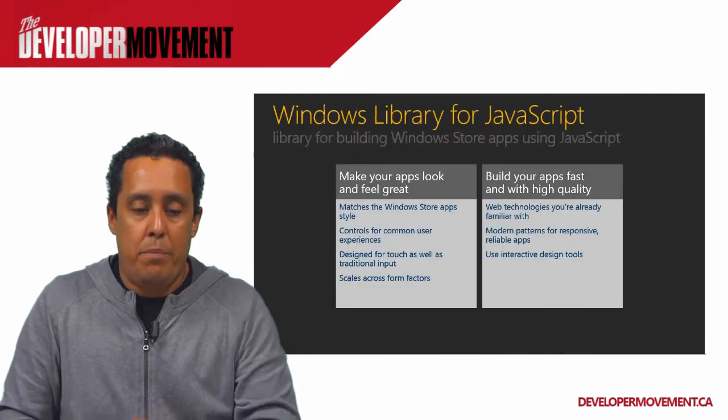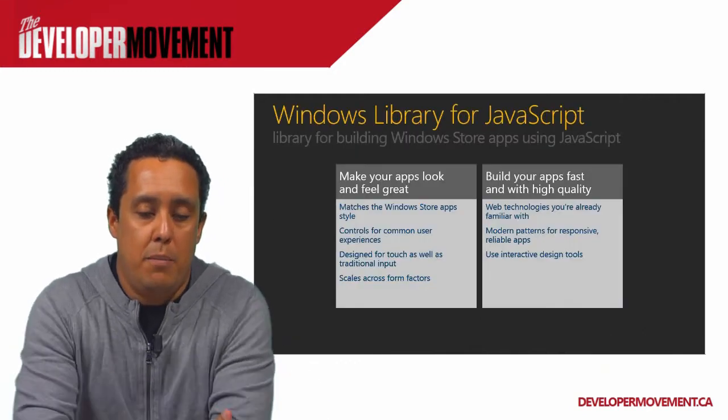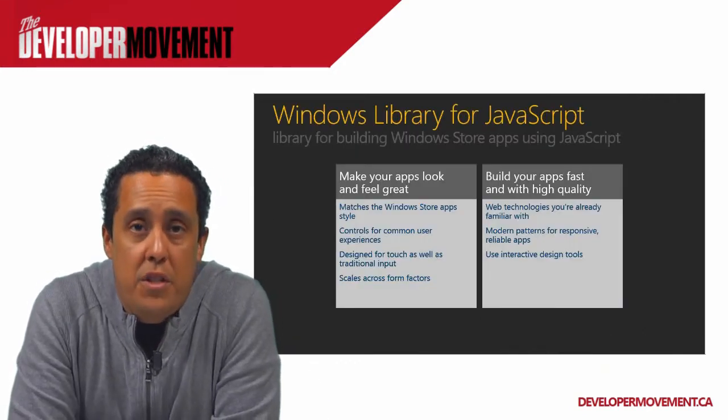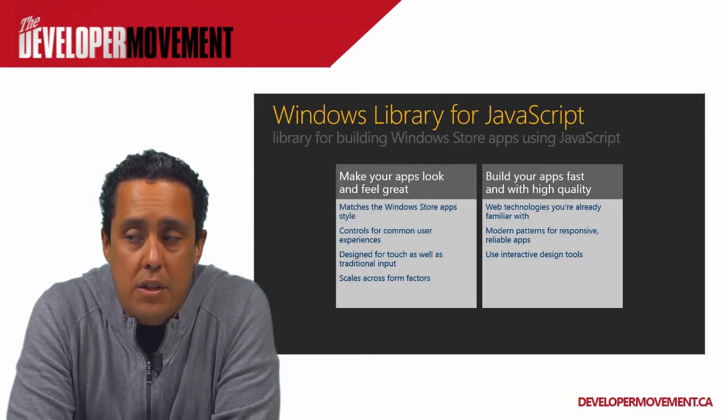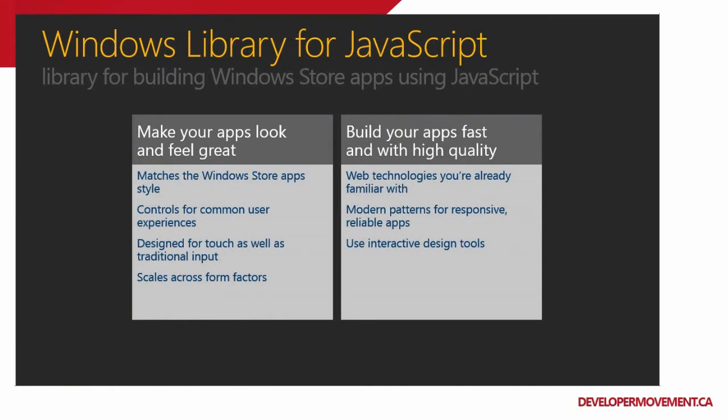So now, building apps. Building apps with HTML and JavaScript, you're using the WinJS library, the Windows library for JavaScript. The whole goal of the library was to allow developers who are familiar with HTML5, CSS3, and JavaScript to be able to bring their apps, or their web apps, quickly to the Windows 8 platform.